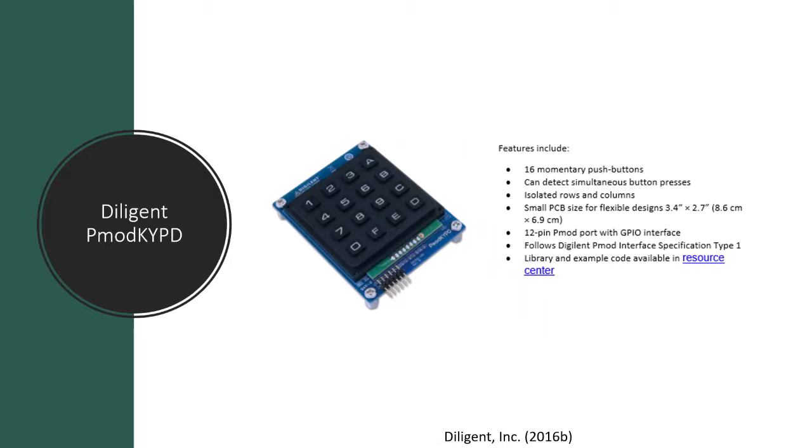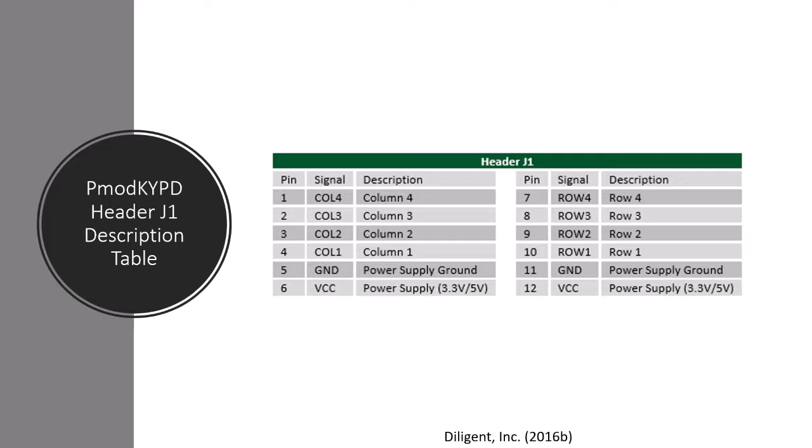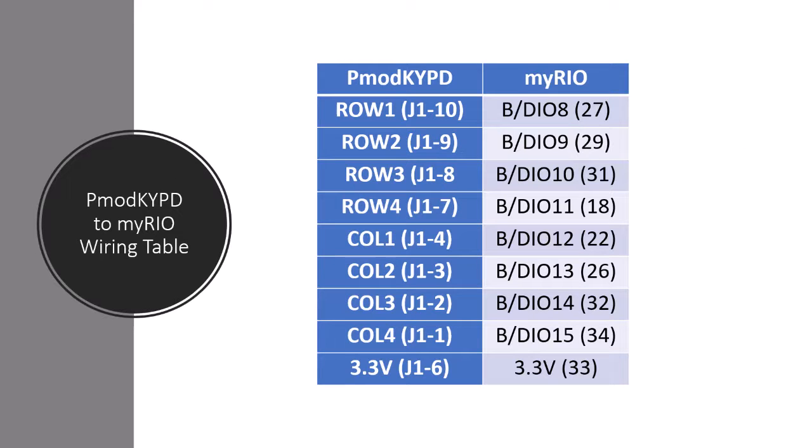Digilent's PMOD keypad consists of 16 momentary push buttons electrically arranged in isolated rows and columns, allowing accurate detection of 2 simultaneous button presses. This device communicates using a 12-pin port with general-purpose input-output interface. The 12-pin port is header J1. Each column and row has its own dedicated pin, and only 1 power supply is required for operation. These are the electrical connections used between myRIO and PMOD keypad in this project.